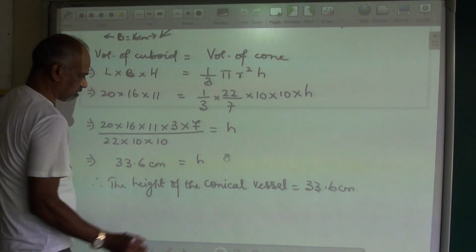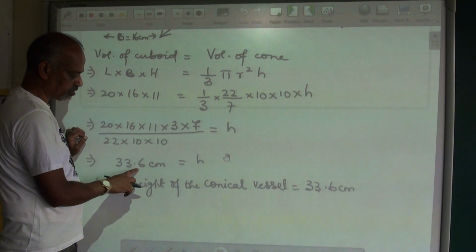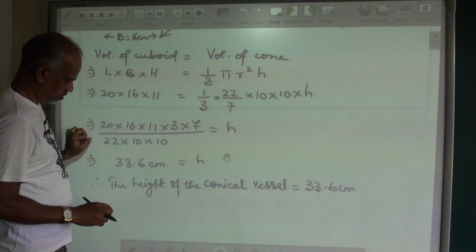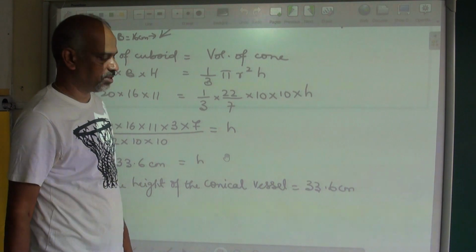So if you simplify all these, you will get 33.6 centimeter as the height of the cone. Therefore, the height of the conical vessel is 33.6 centimeter.